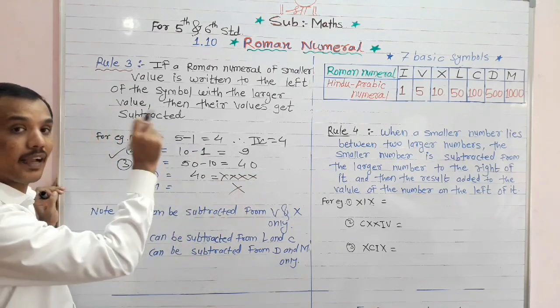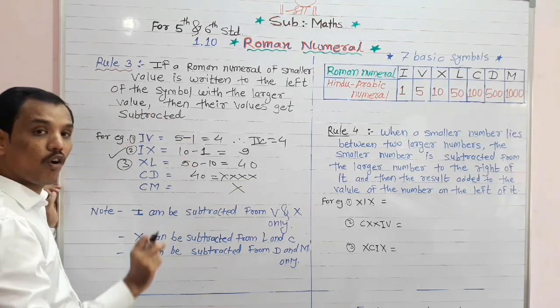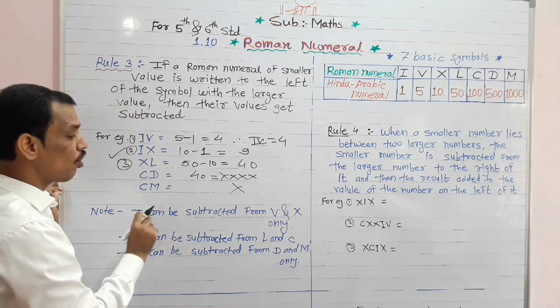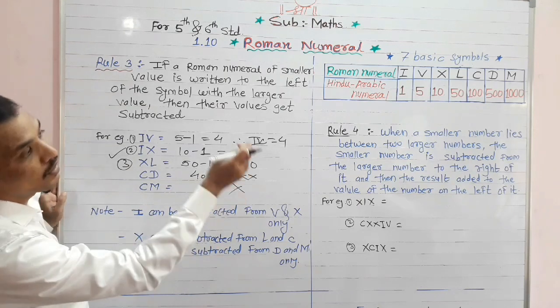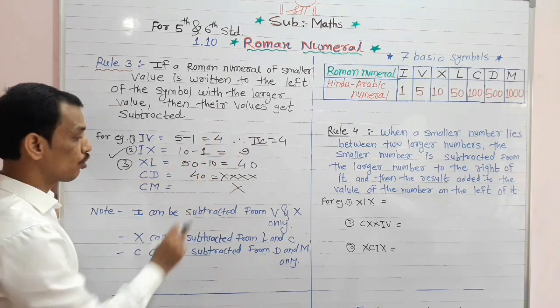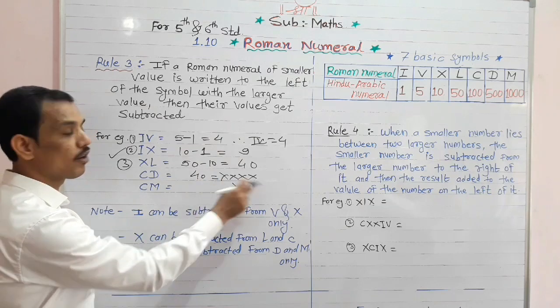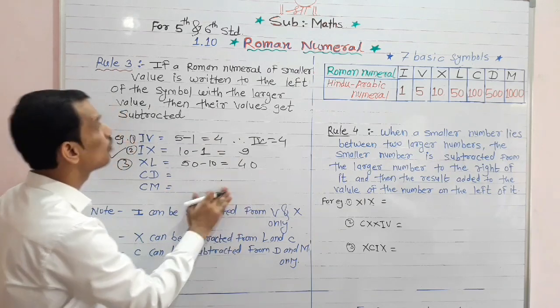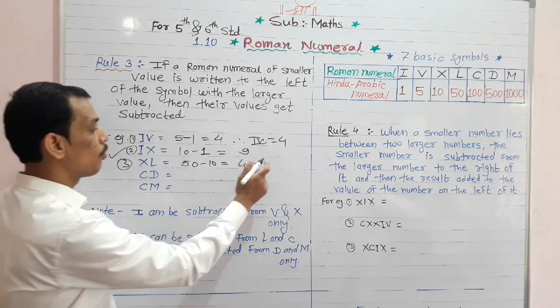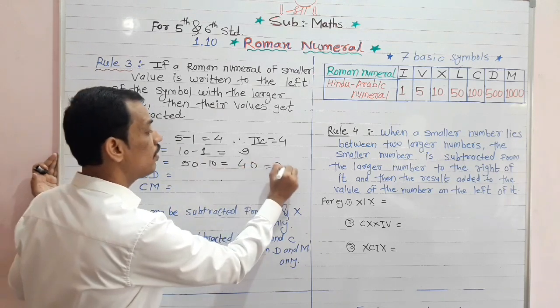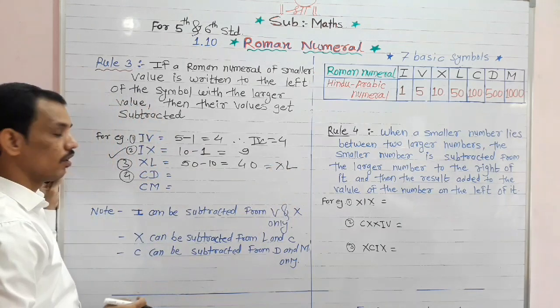In the note given below the first example we saw earlier, it is clearly mentioned that it is not allowed to write 4 times X, or 4 times C, or 4 times M also. So you cannot write like this, 4 times X. You can write it by going through rule number 3 like this: 50 minus 10 is equal to 40, and for the 40 we can write XL.